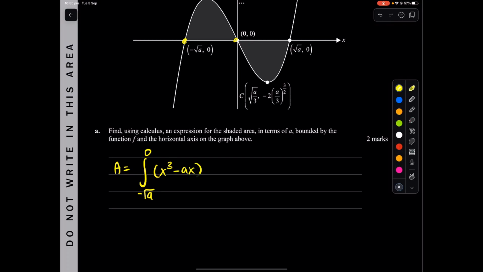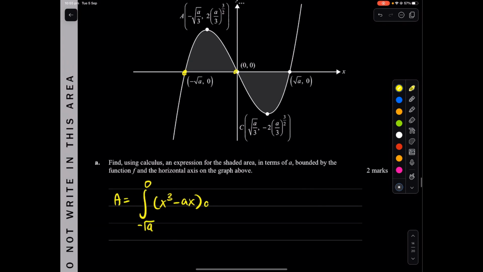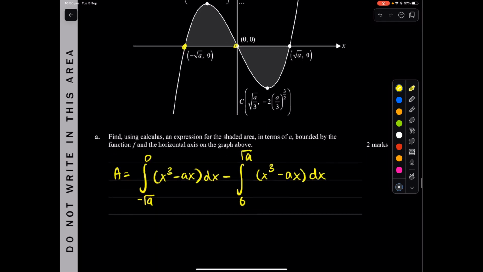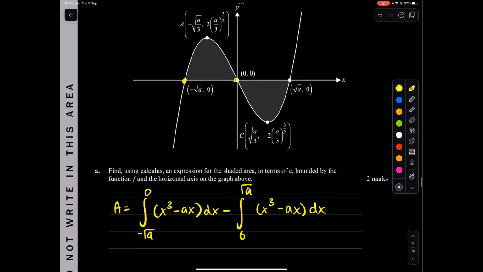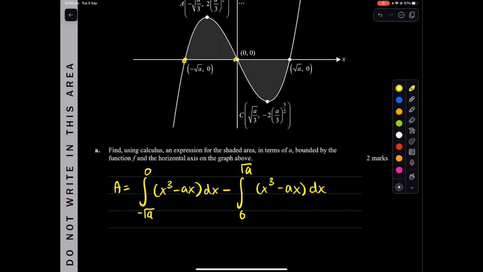Minus ax, dx. We want to put a minus integral from 0 to root a of x cubed minus ax dx. So here, we've just written an expression that would give us the shaded area in terms of a. Yep, it is in terms of a. Wait, I want to make sure, because I'm very confused with this one. Do they want me to integrate it? So find using calculus an expression for the shaded area. I think, yeah.